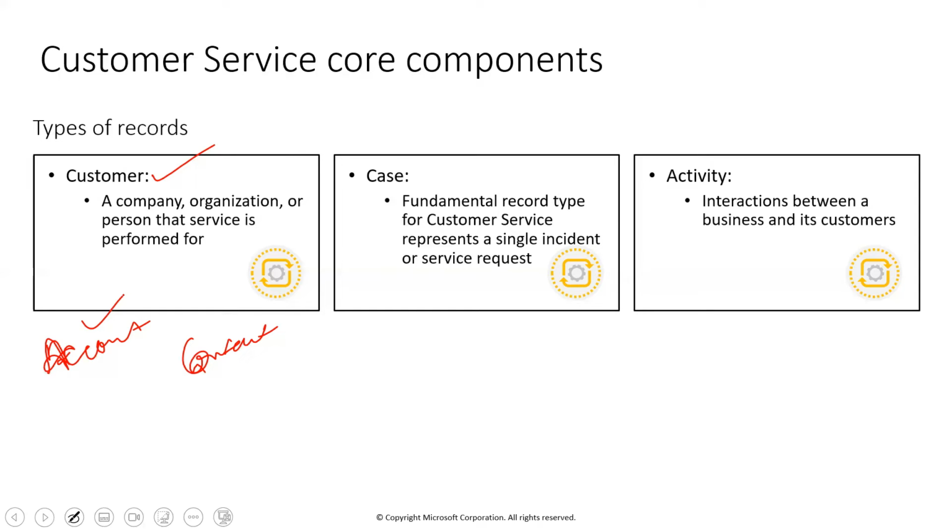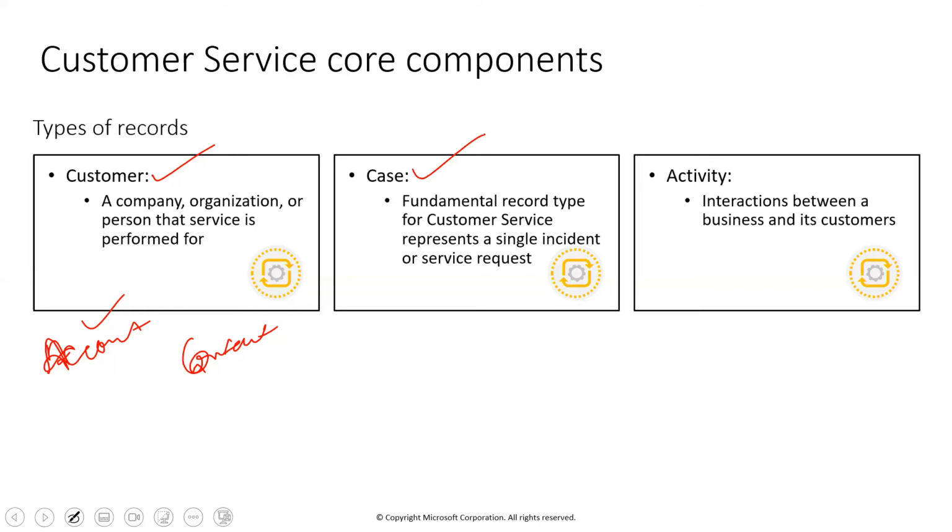Then after, we have a different type of entity available called the case entity. Which kind of records are going to be associated with the case entity? It is the fundamental record type of customer service that represents a single incident or a service request. If you ever want to create a record to represent an incident that happened at a customer's location, or maybe the customer is asking us to create an incident report against a product they bought from us, you need to utilize the case entity to create a case here.